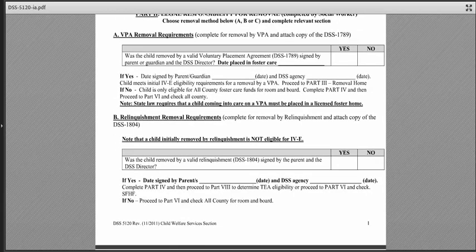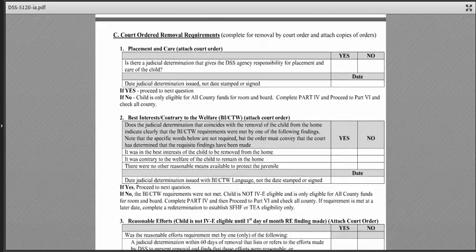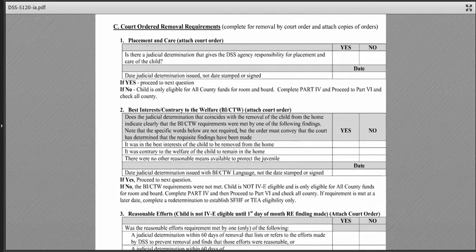But in this form, the next thing that we're going to be focusing on is their removal home. So the removal home is the home at which the child is connected to. And there are 4 questions there. There's the, was the child living with the parent at time of removal? If they were, great. Then you stop and that's your removal home.